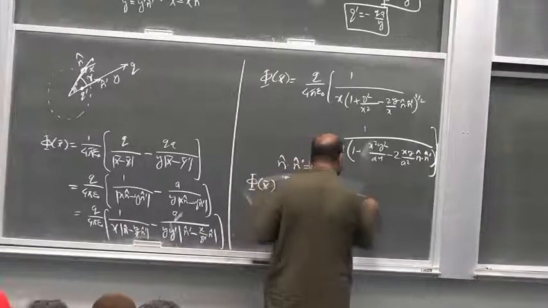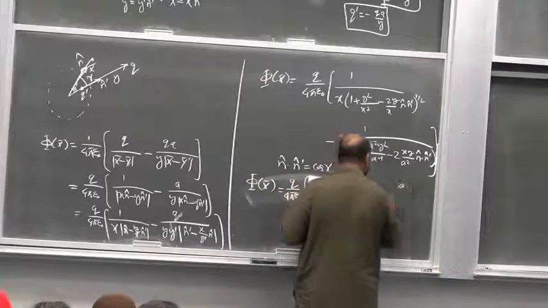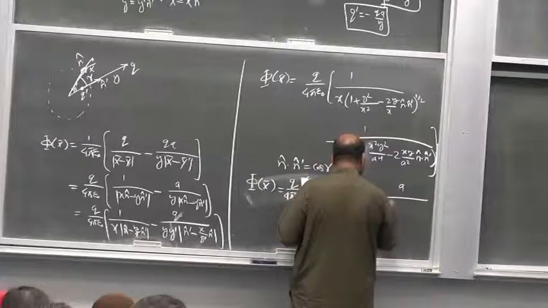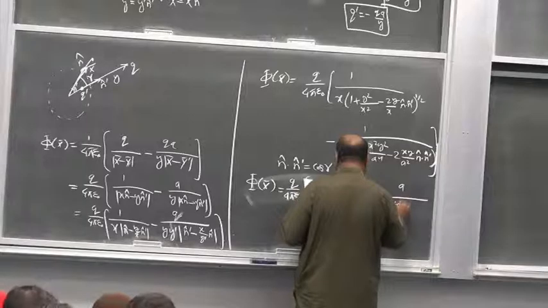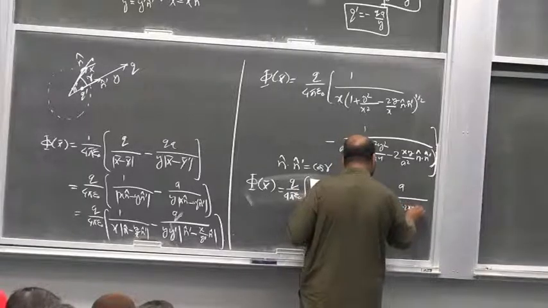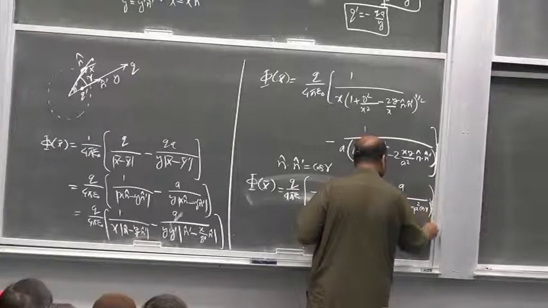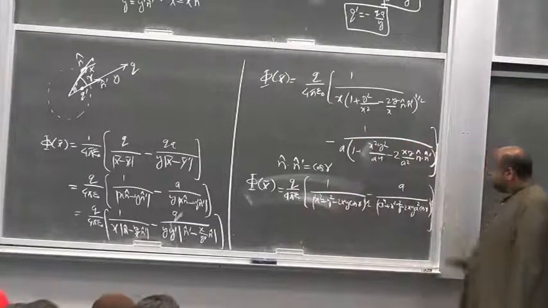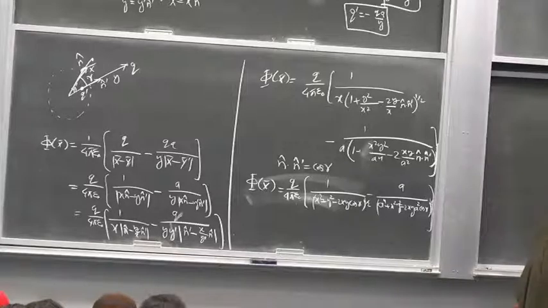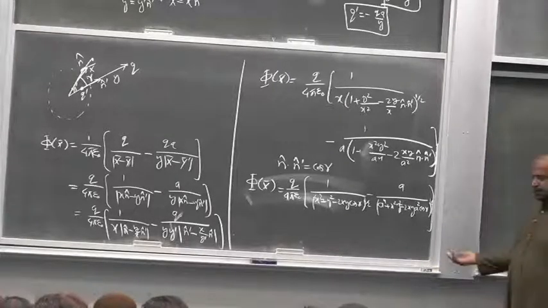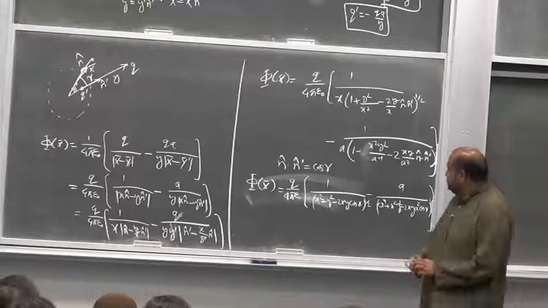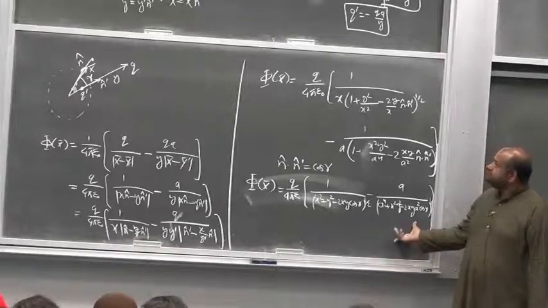Cosine gamma, square root, minus 2xy a square cosine gamma half. So this is the potential due to a point charge outside a grounded conducting sphere. On the other hand, this is also the Green function for a grounded sphere.